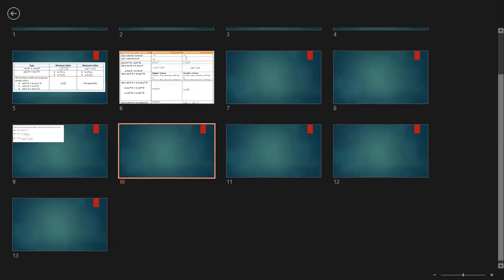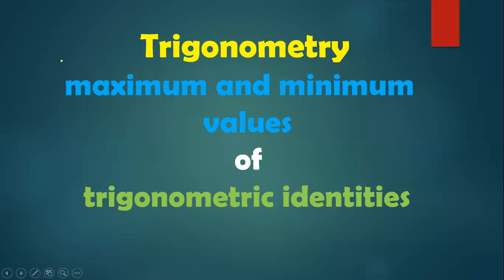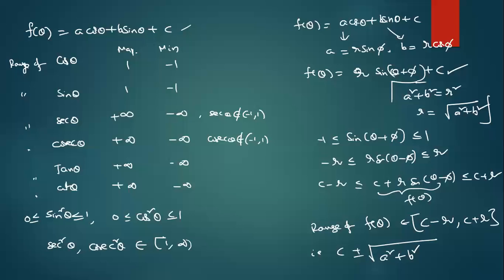So once again, go back to the previous slides. First five minutes I'm revising once again. Dear students, after we discuss some problems, once again, see all of you. What is the f of theta? A cos theta plus b sin theta plus c.